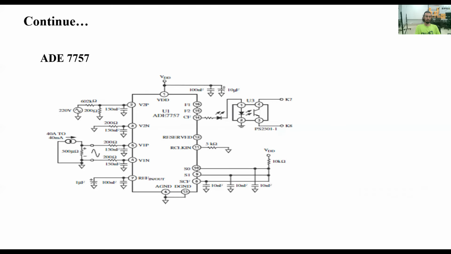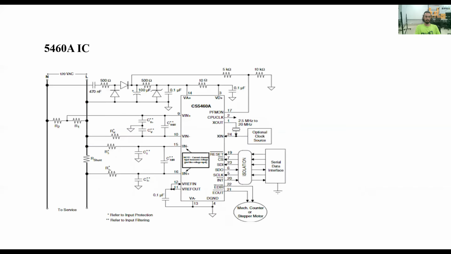So this is the circuit diagram of ADE7757. As we can see, the circuit diagram is very complex. It has many resistors and many connectors and other components. This is the circuit diagram of the CS5464 IC. We can see that it also needs a large set of auxiliary components, including different capacitors, resistors, diodes, and many isolation devices, power supplies, optocouplers, and different things.